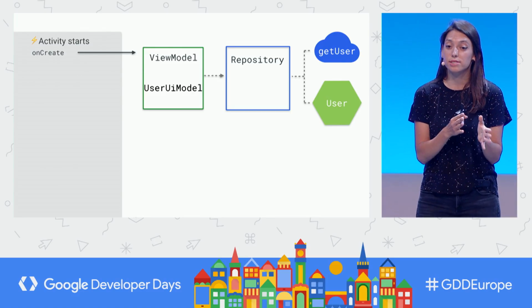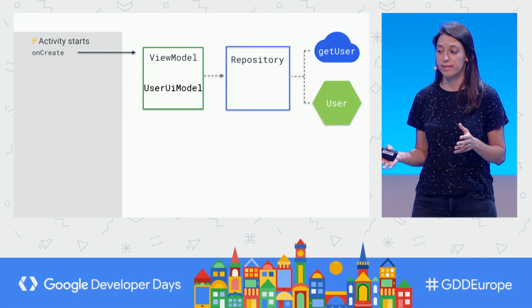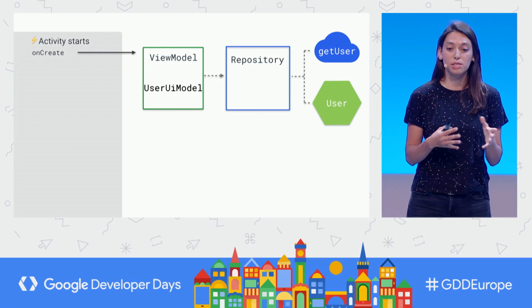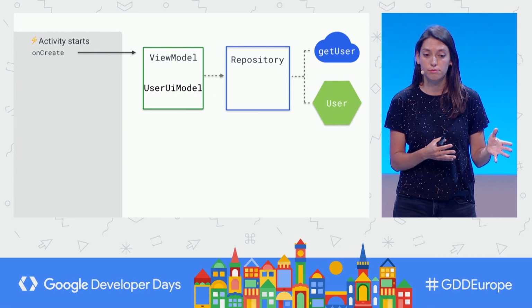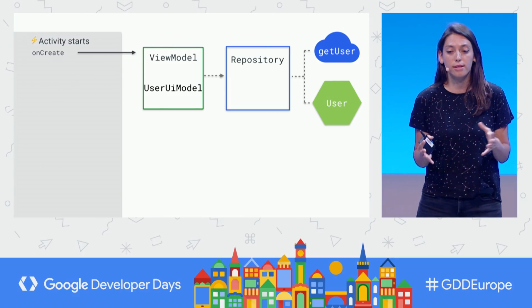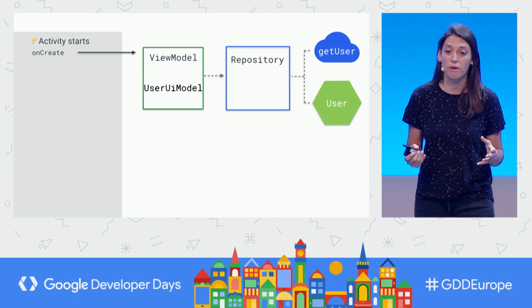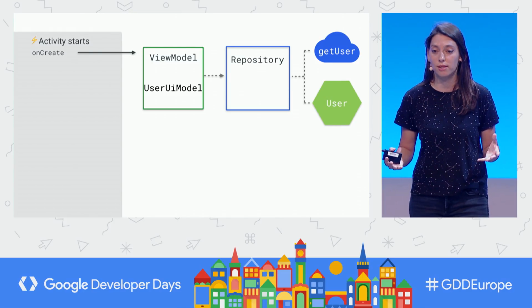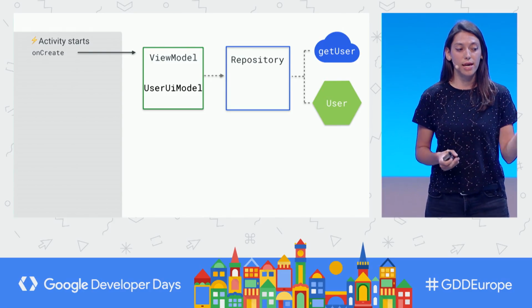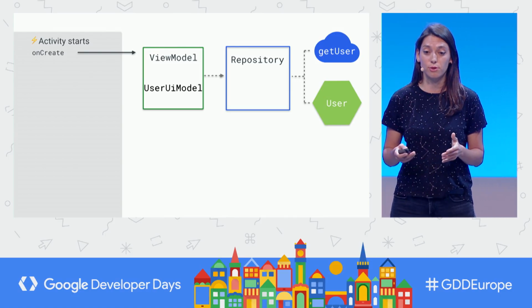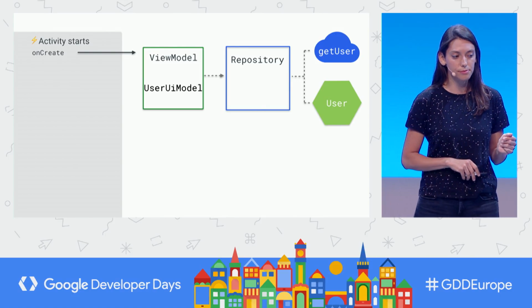The repository will save that user information in the database, and then it will expose that information to the view model. The view model will create the model for the UI, because maybe you don't want to expose all of the information that you have about your user, maybe only the first name and the last name. And then the activity will use that information and display it.